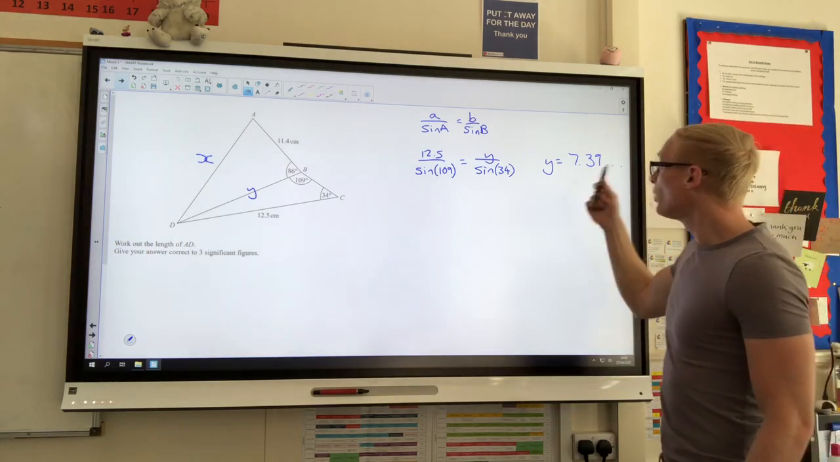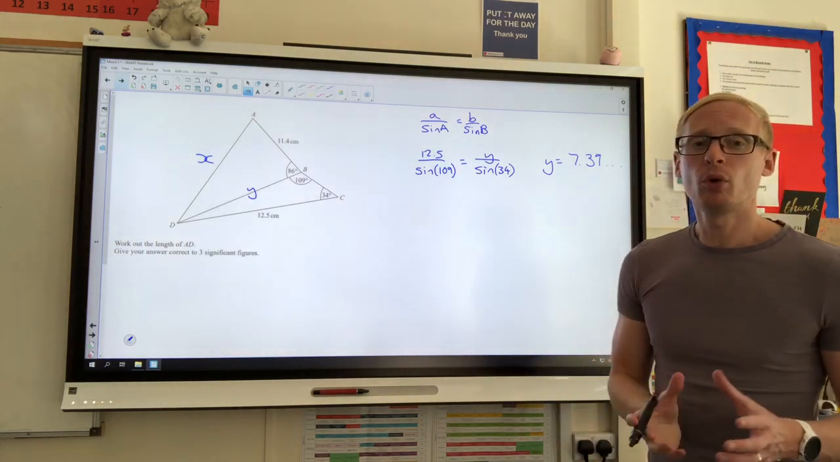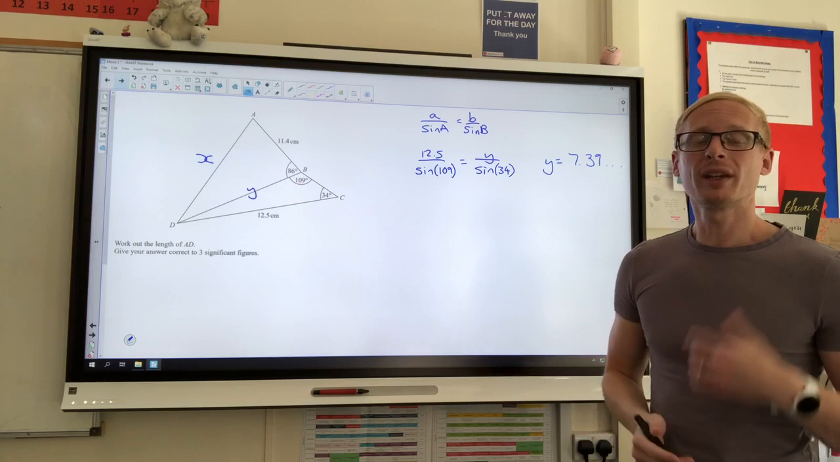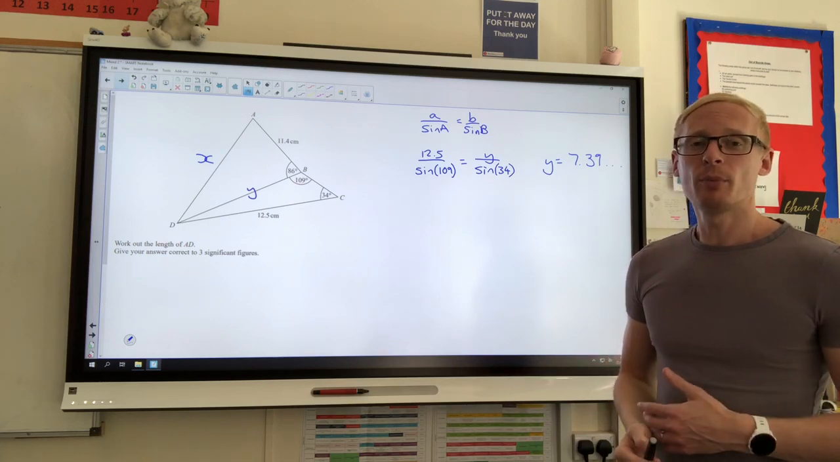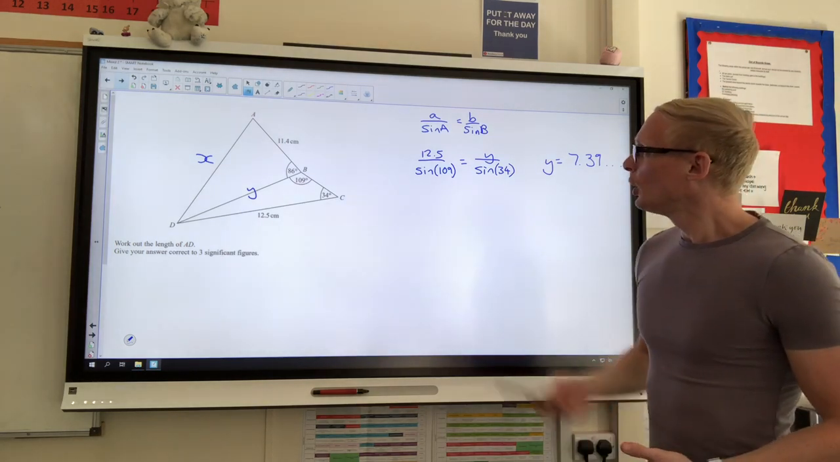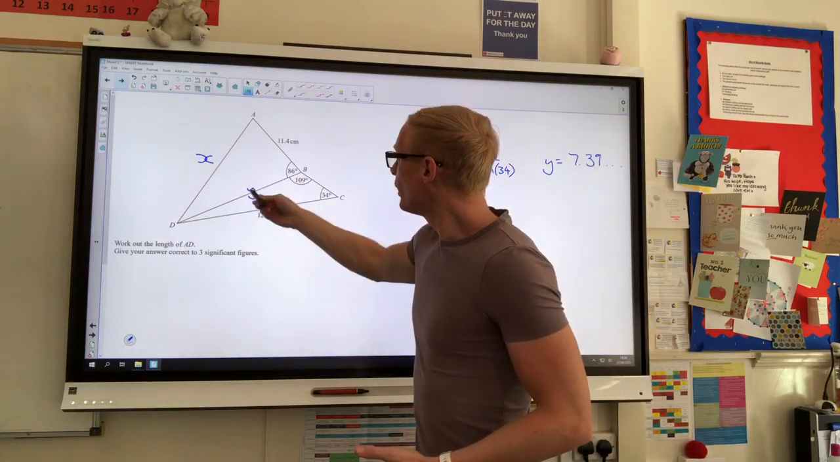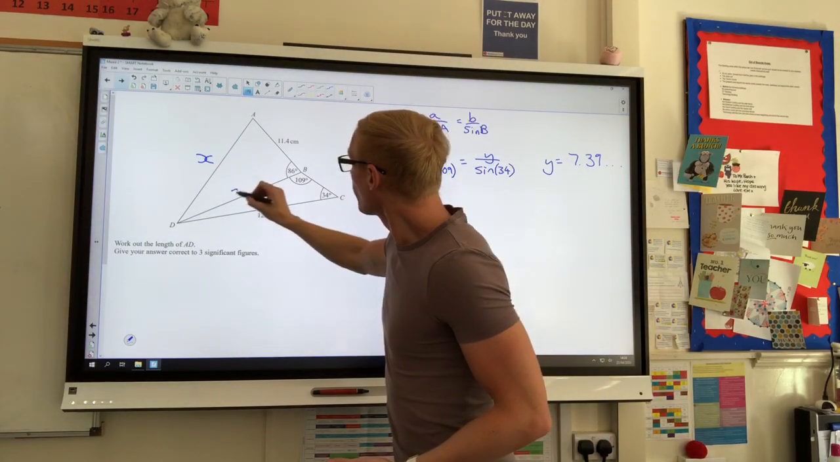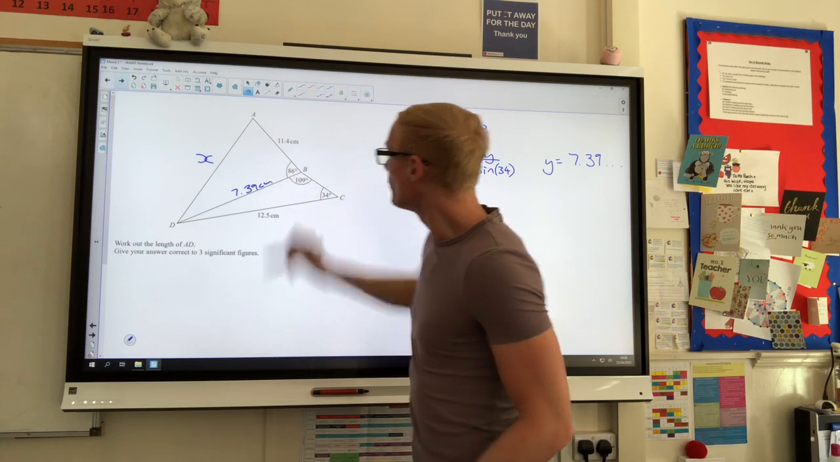Now, I'd be keeping that number in my calculator, okay? I don't want to just stop that after 2 decimal places. I want to keep that in my calculator to make sure I don't make any rounding errors at the end. So what I've done now is I've worked out what that is. So that's 7.39 centimetres there.